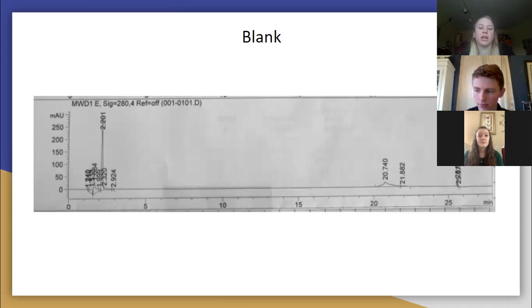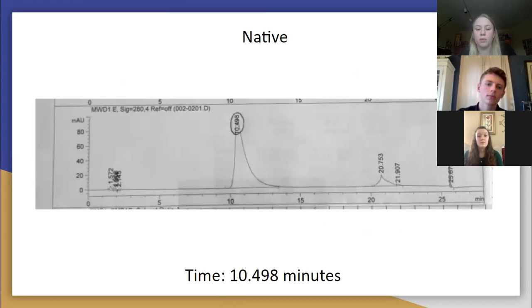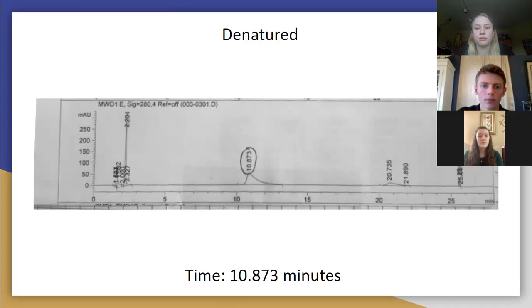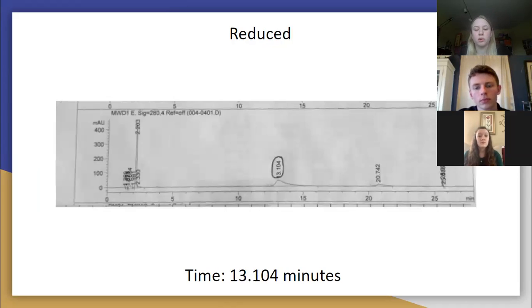As you can see in our blank, these peaks are all from our solutions and buffers. For our native protein, it had a retention time of about 10.5 minutes, and you can see that in the graphing. Our denatured protein had a retention time of about 10.8 minutes, and our reduced protein had a retention time of about 13 minutes.